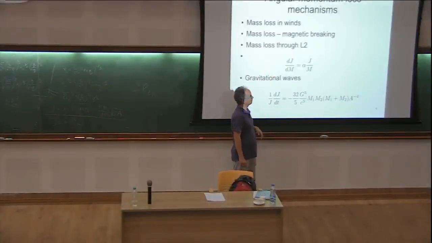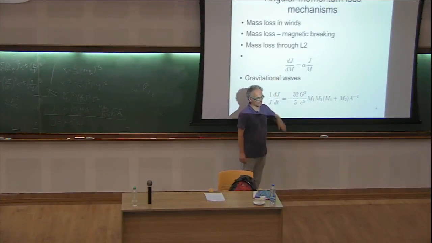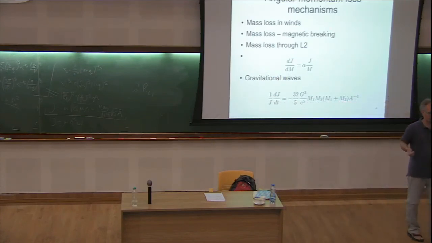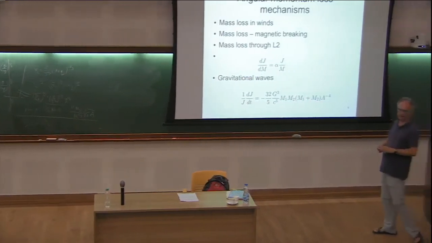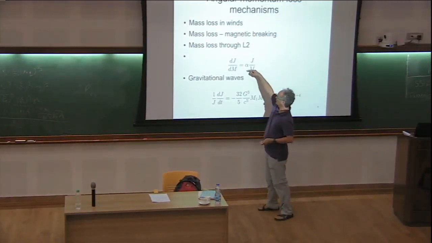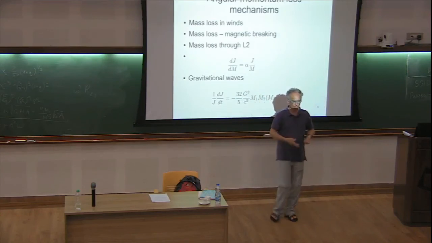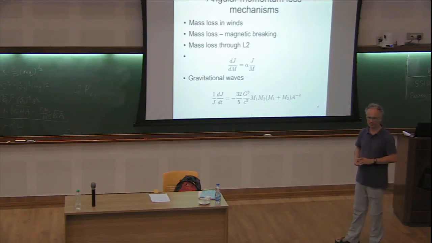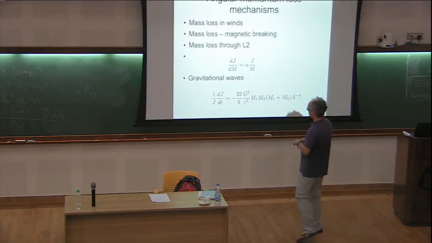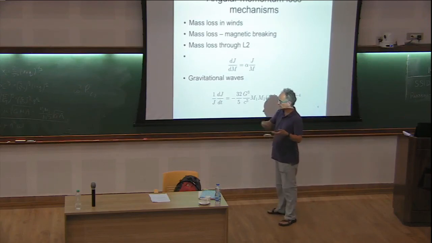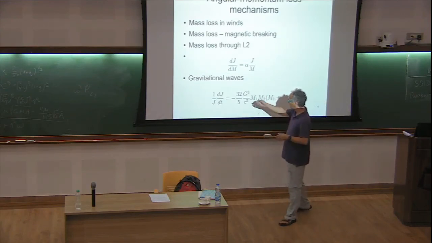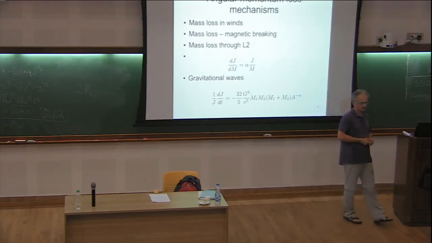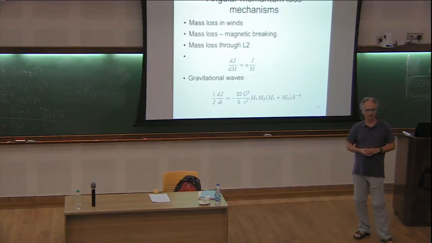Then we can parameterize all of these mechanisms by introducing a parameter, so that the specific angular momentum loss is some factor times J over M. Assuming that this parameter is something, we can calculate the evolution of the system when we remove the angular momentum at some specific rate from the system. And of course, there is the gravitational waves mode for removing the angular momentum from the system.